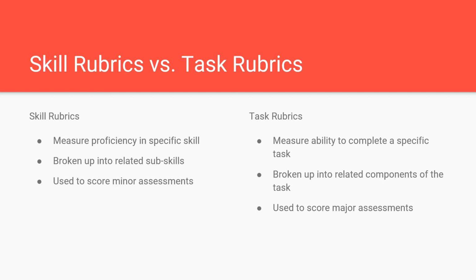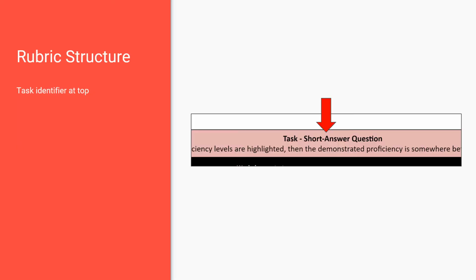While skill rubrics measure proficiency in a specific skill and are broken up into related subskills and ultimately used to score minor assessments, task rubrics measure the ability to complete a specific task. They are broken up into related components of that task, and they are used to score major assessments. Task rubrics are structured similarly to skill rubrics, with the task identifier at the top.